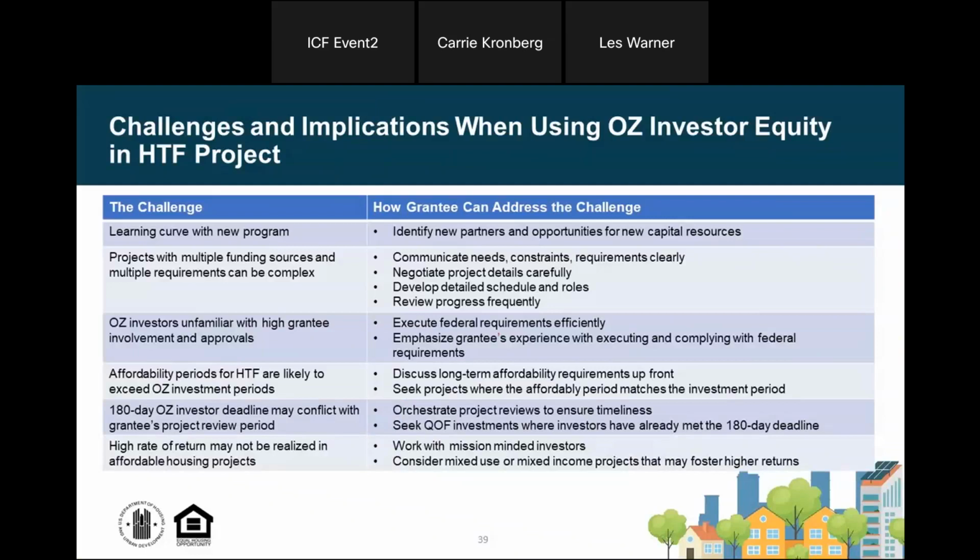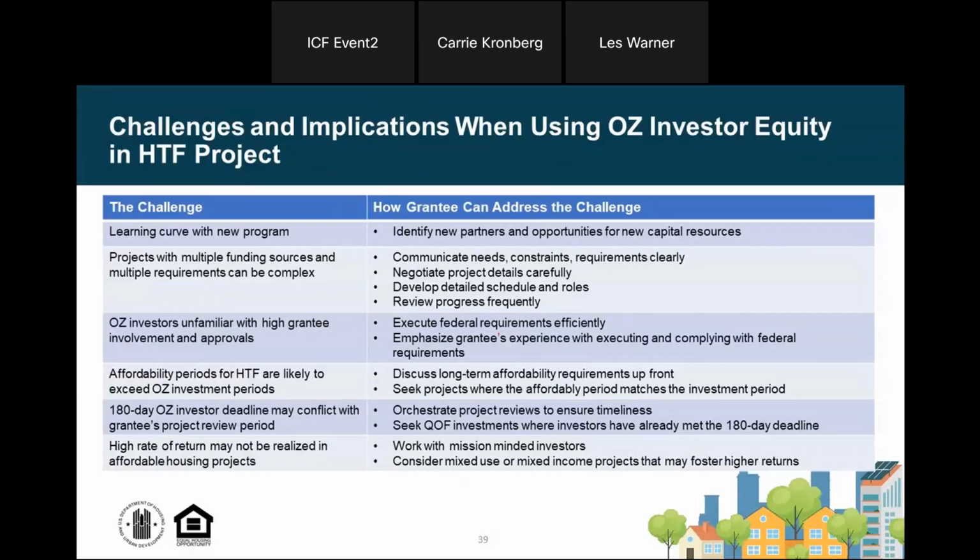So let's talk through the potential obstacles to address in order to execute a successful housing trust fund and opportunity zone transaction. So the opportunity zone industry is relatively new, right? This just came out in 2017, and the relationships between parties may be new. So by addressing challenges up front, the parties are more likely to accomplish mutually beneficial goals.